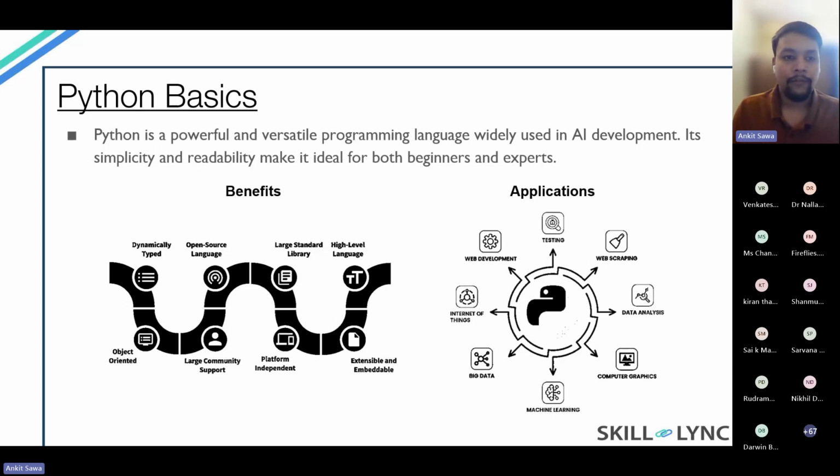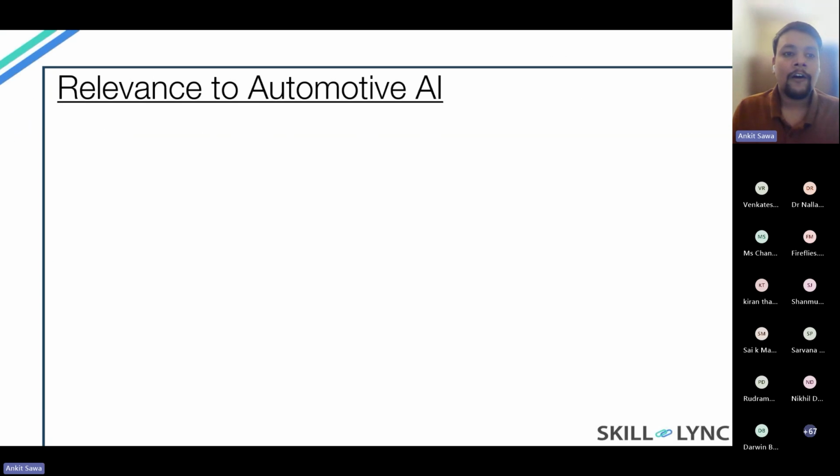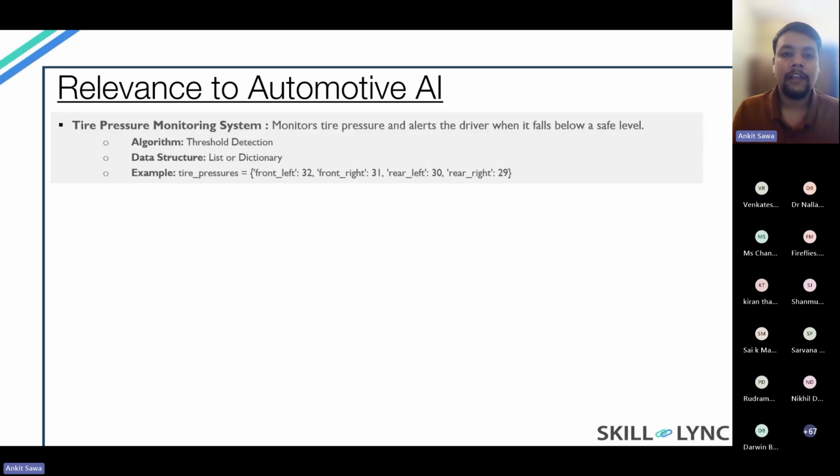Moving on, let's talk a little bit about the relevance of this programming language to the automotive industry, and to whatever we just spoke about, the algorithms and data structures. Let's start with some examples. All of us, or most of us, must have experienced the pressure monitoring system in vehicles today, which tells you whether your vehicle is low or high on pressure.